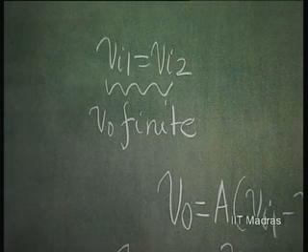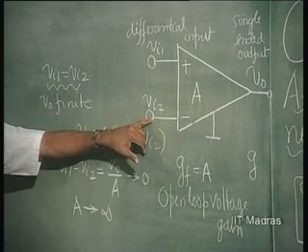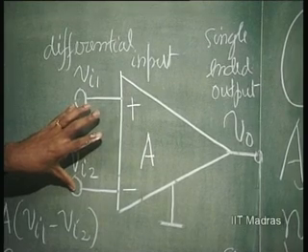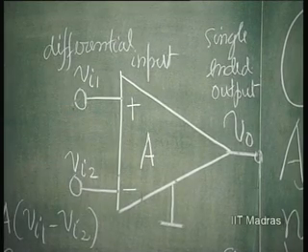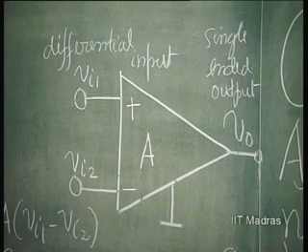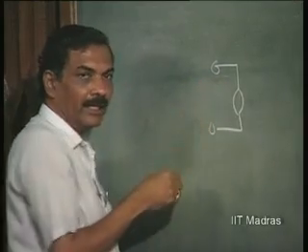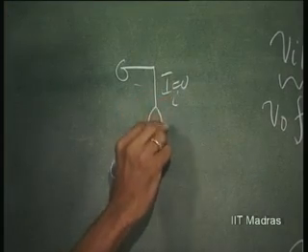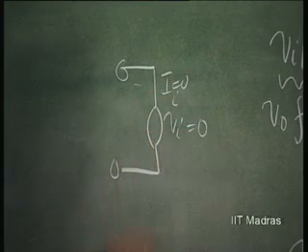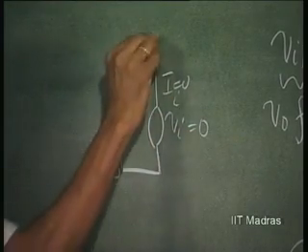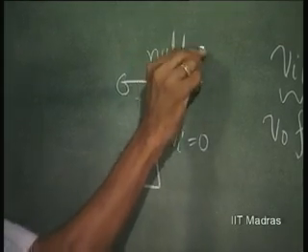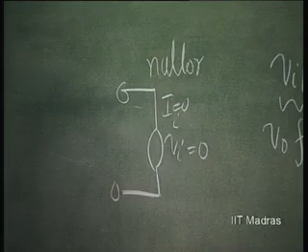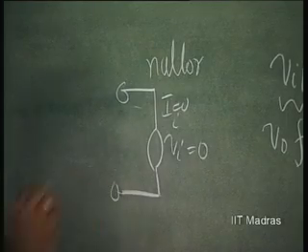That what it means is, this voltage is same as this voltage. That means this voltage difference is 0, or this circuit is not drawing any current. So, I is equal to 0 and Vi equal to 0, or this is a null. This we had earlier also considered. This input of an op amp is nothing but a null.